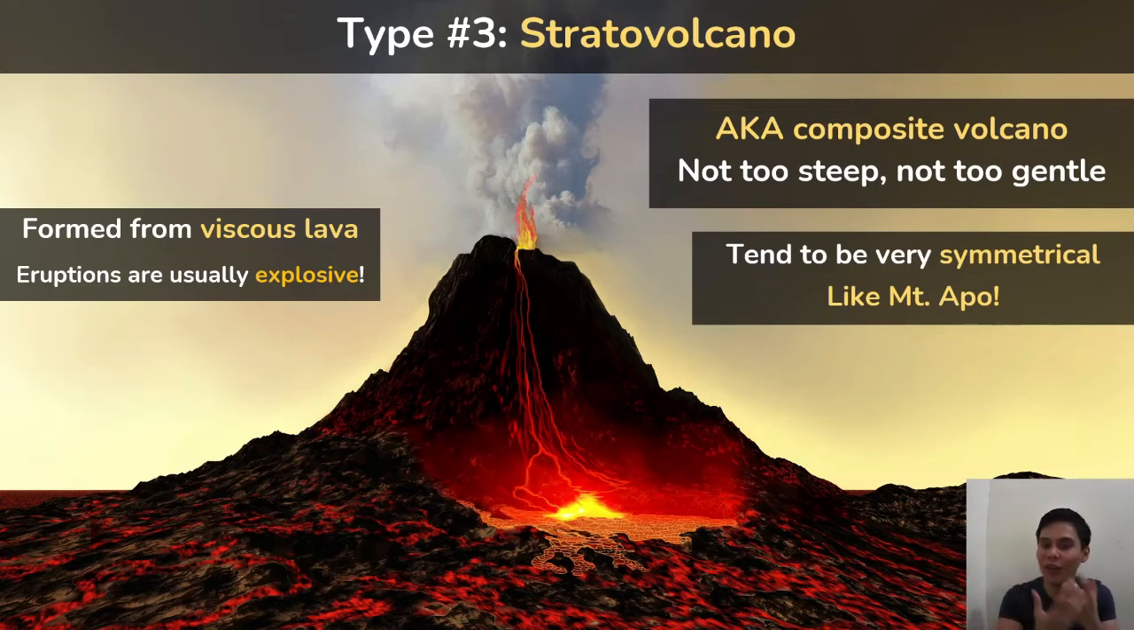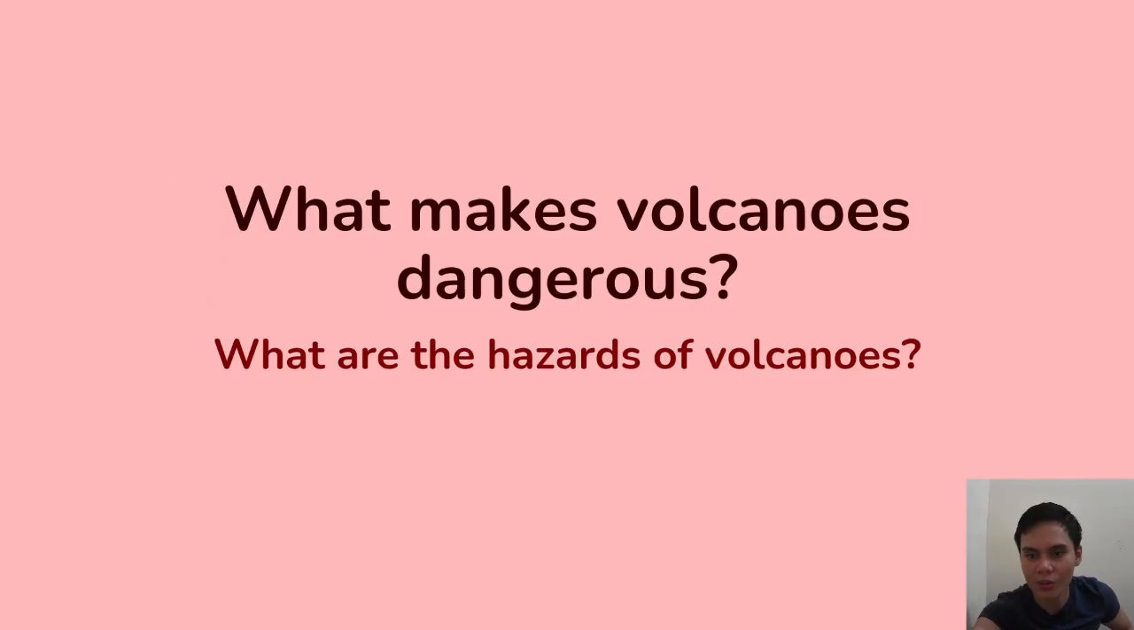Now, they're formed from very viscous lava, and that usually means that their eruptions are very explosive and dangerous. So, volcanoes like Mount Apo, stratovolcanoes like that, they tend to be some of the most dangerous types and some of the most active types of volcanoes.